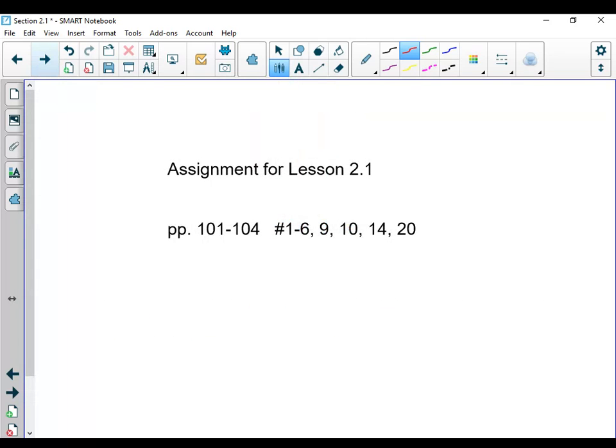All right, that's basically it for section 2.1. So these are the book problems from 2.1 that I'd like you to do. These problems are going to be due on Monday, that's our next class day. What I'm going to do is give you about 25, 30 minutes now to start working on these.